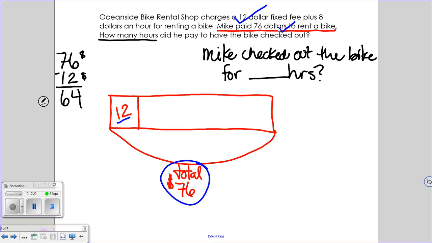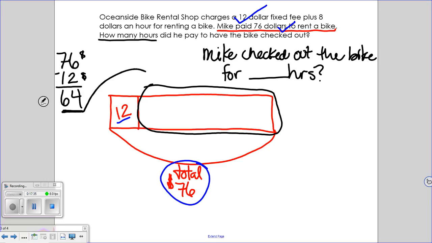So I know in here I have to get to $64. So 64 broken up into $8 increments, or 8 times something is going to give me 64. 8 times something is going to give me 64.